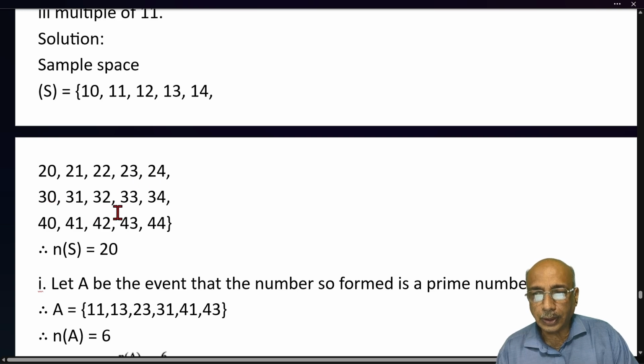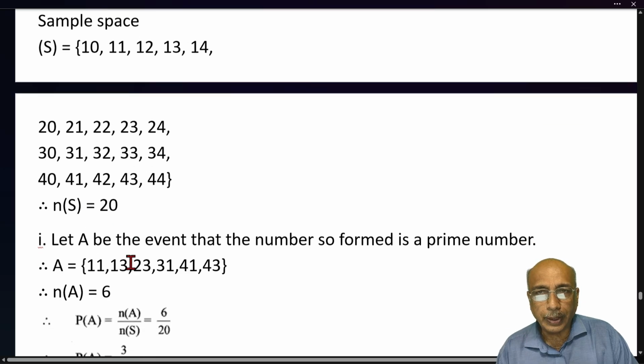30, 31, 32, 33, 34. 40, 41, 42, 43, 44. So here 5 numbers in each row, 4 rows are here. So n(S) equals 20.